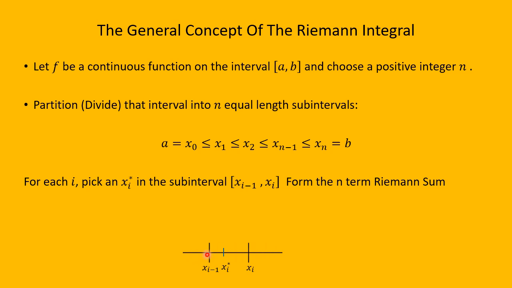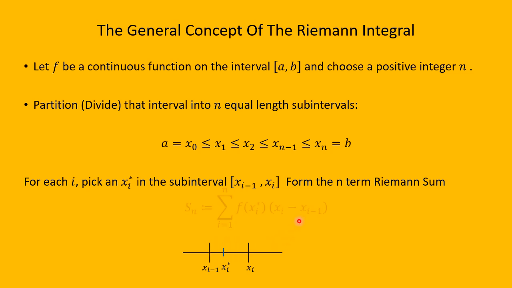So here's a picture of that. Here's the subinterval going from x_(i-1) to x_i, and somewhere inside this interval, we pick the point x_i star. This is a number line. x_i star can be anywhere from equaling x_(i-1) to x_i, or anywhere in between.